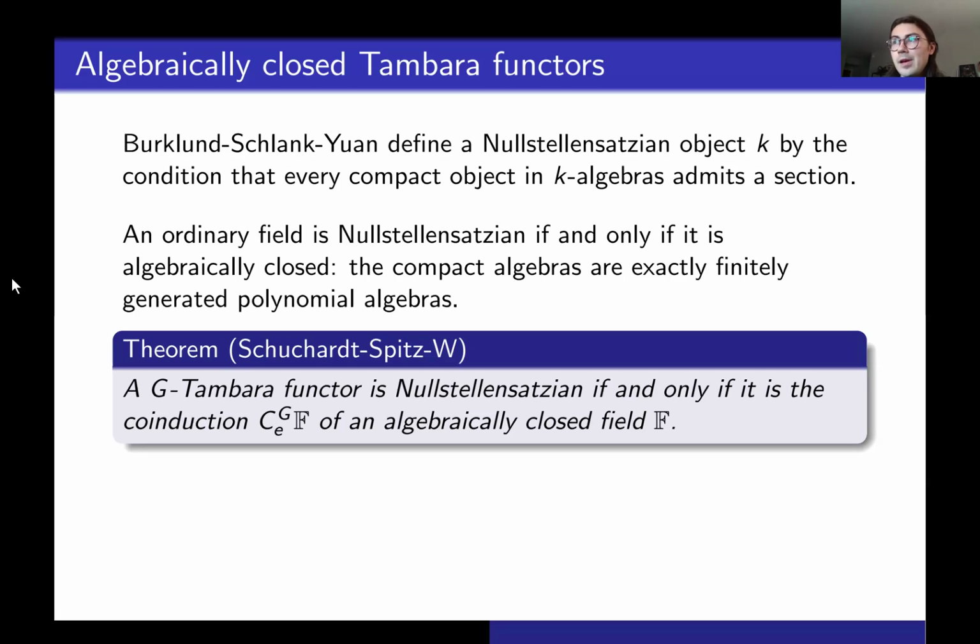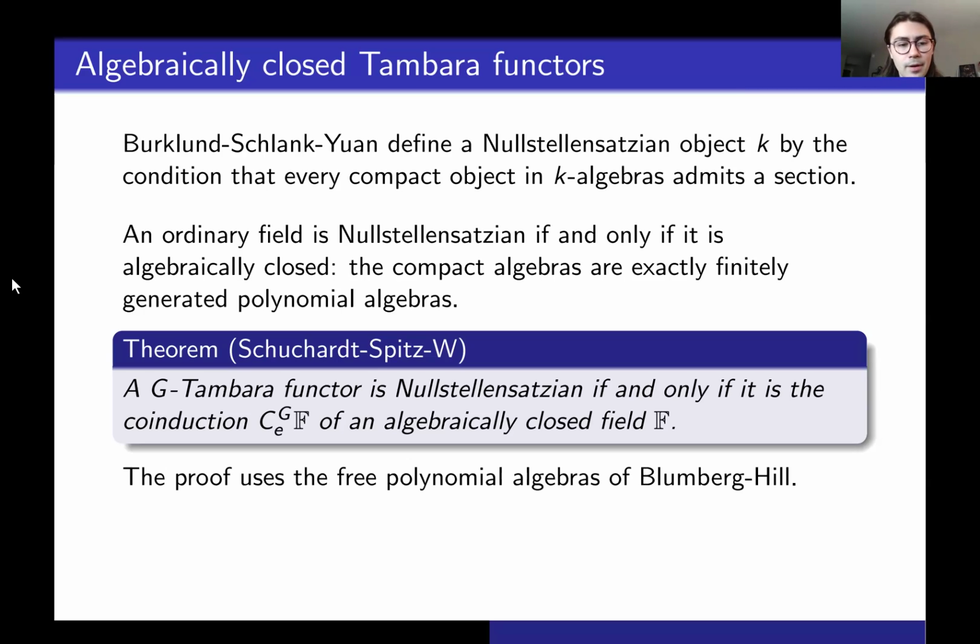One of the things I was alluding to earlier is that, to me, this suggests that as equivariant homotopy theorists, we need to do a lot more computations with co-inductions of fields. Clearly they are important because they are constructing all Nullstellensatzian objects. And there's another reason that I think co-inductions are important. Proving this, we use the polynomial algebras of Blumberg and Hill. These let you talk about polynomials.